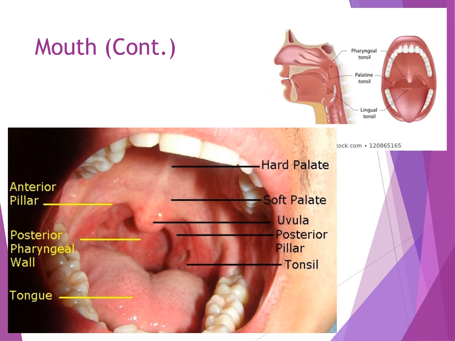Here's a look at that oral cavity. You can see the uvula here. Actually, this is a very small uvula hanging down at the back of the soft palate. We got the hard palate here. We have the soft palate, of course, posteriorly. We get a picture of these tonsils here, the palatine tonsils, and the tongue.